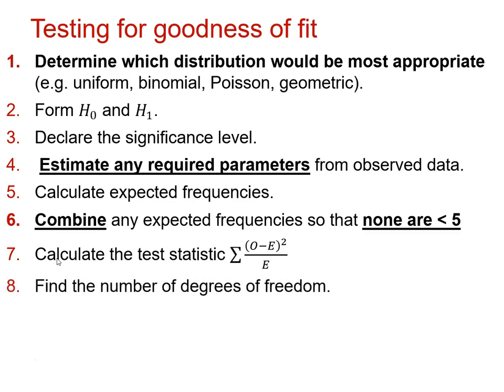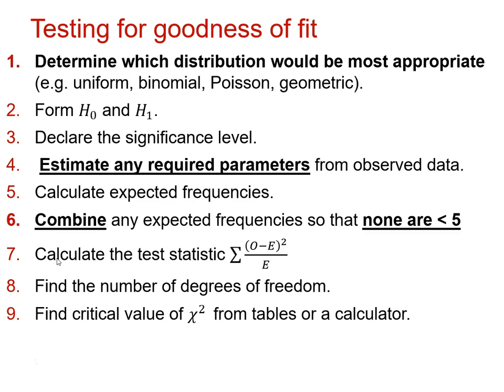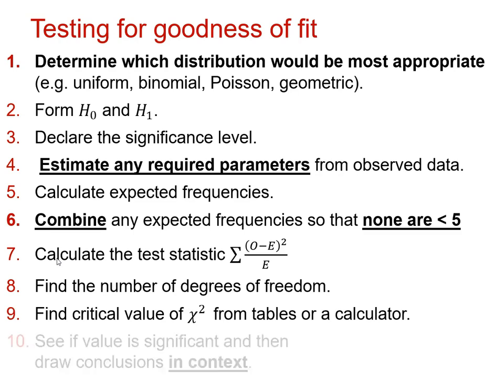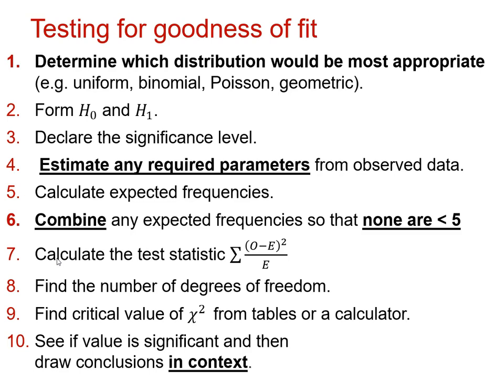We find the number of degrees of freedom. We find the critical values from the tables or on a calculator. Then we see if the value is significant and draw conclusions in context.